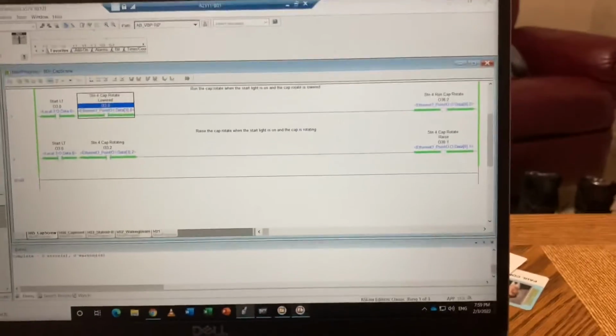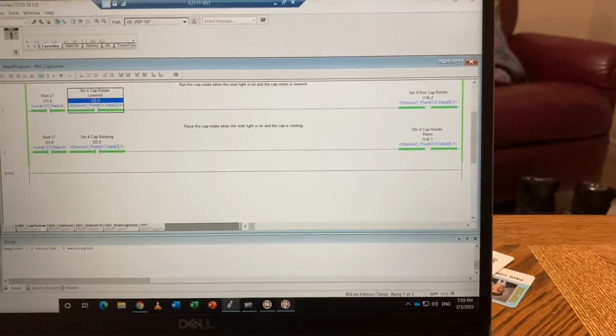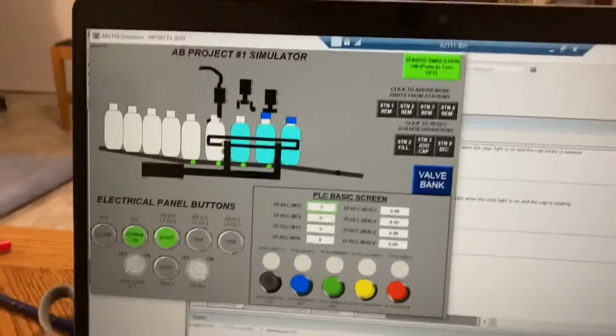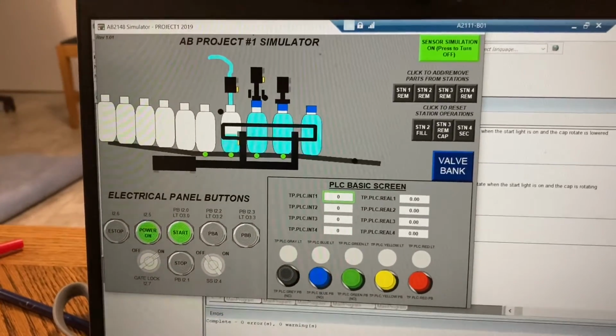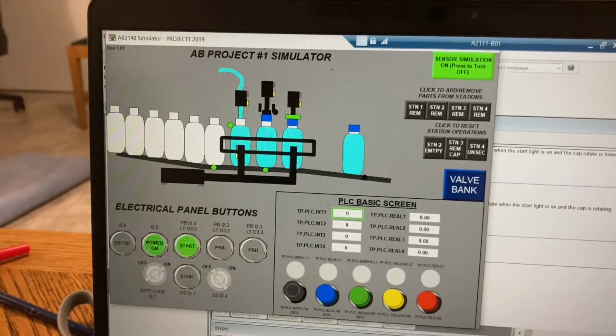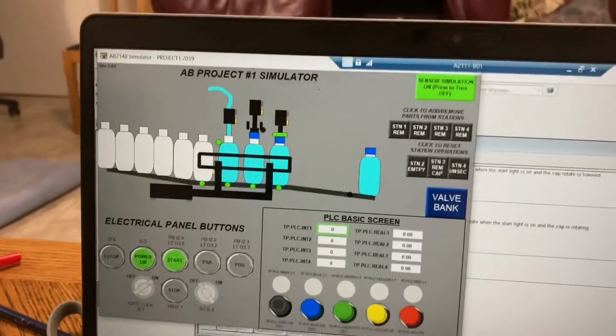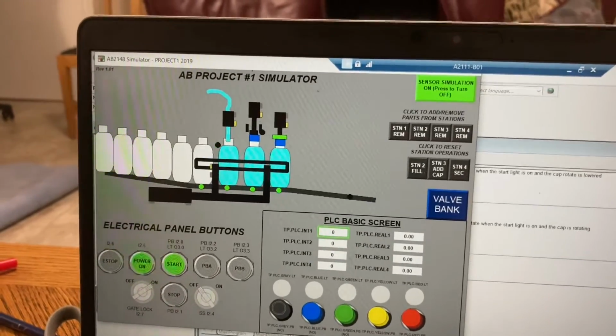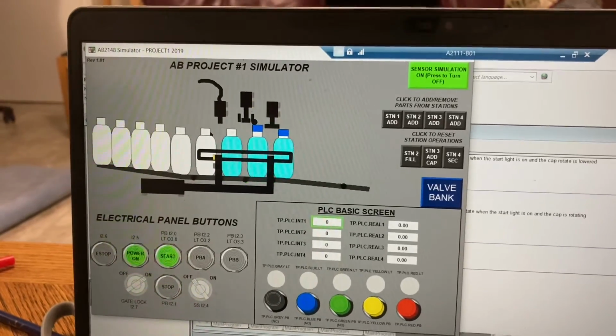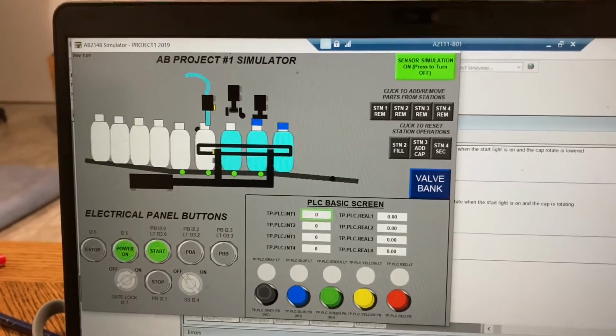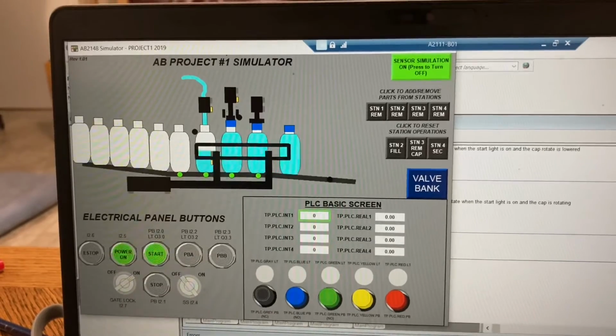Now let's look at the actual program. So here you can see a bottle is placed into station 1. It detects that there's a bottle in there and it fills the bottle up. Once the bottle is filled, it clamps it and moves the bottle to the next station, where a lid is placed on top of it.